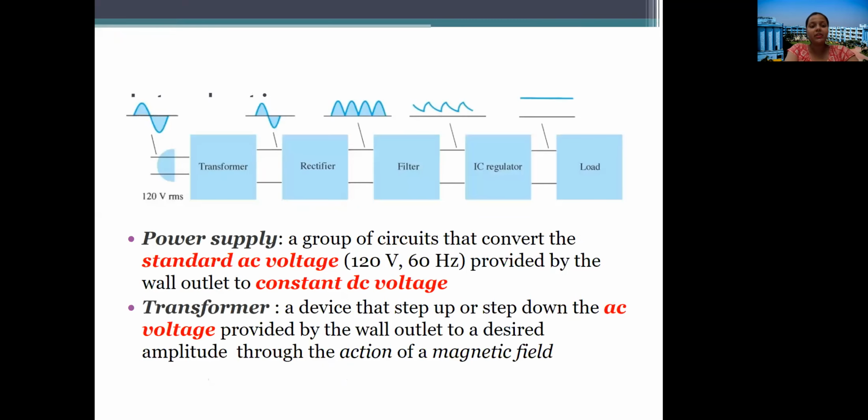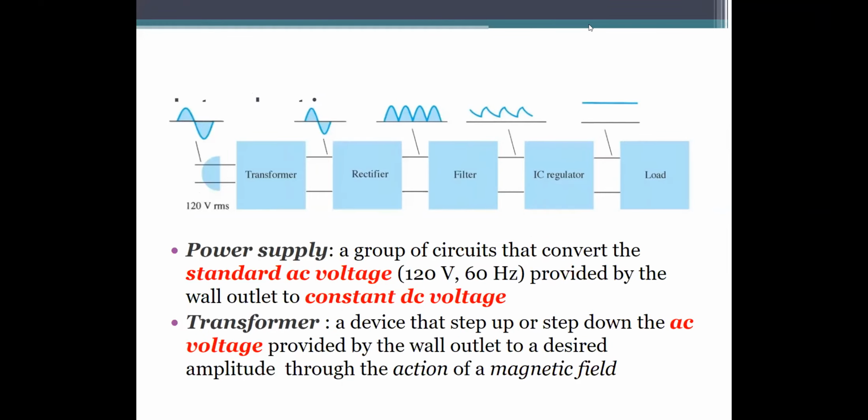So these are different steps of power supply that converts AC to DC. If you wish, you can draw the steps, you can write down the steps. Power supply: a group of circuits that convert the standard AC voltage provided by the wall outlet to a constant DC voltage. I'll give you 2 to 3 minutes, draw the steps, and next we will discuss the different steps.